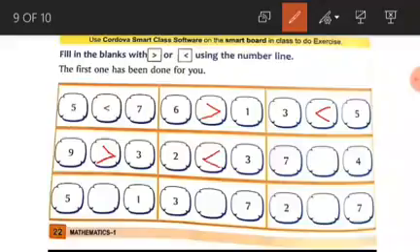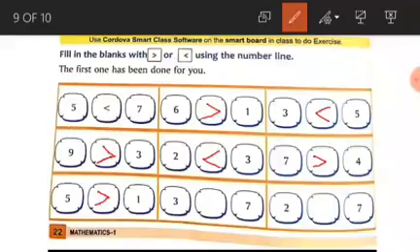Now again 7 and 4 is given here. 7 is greater than 4. So we put the sign like this. Now the next one is 5 and 1 is given here. 1 is closer to 0. So 1 is smaller than 5. So we put the sign like this.